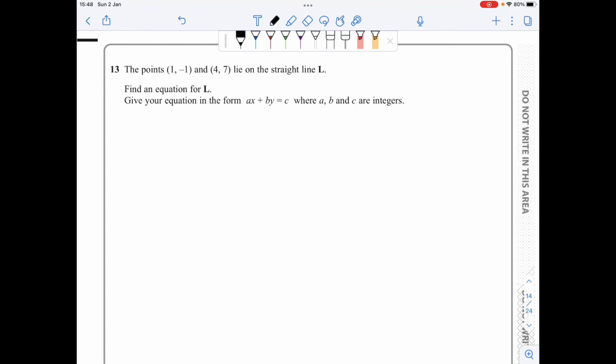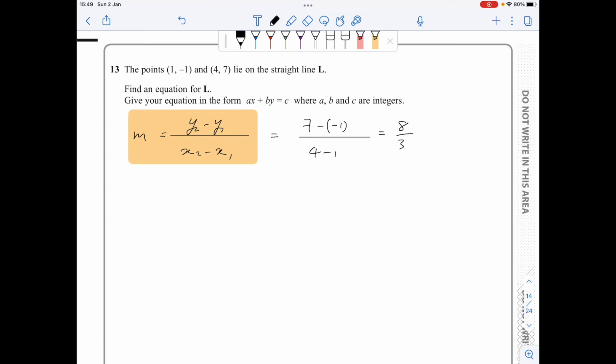I'll start question 13 by using the formula for the gradient. Let's substitute the values from above. So I've got 7 minus minus 1 over 4 minus 1. This comes out to be 8 over 3. And then I'm going to use the formula for the straight line, y equals mx plus c. Now the gradient is 8 over 3.